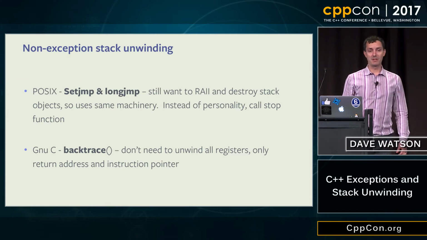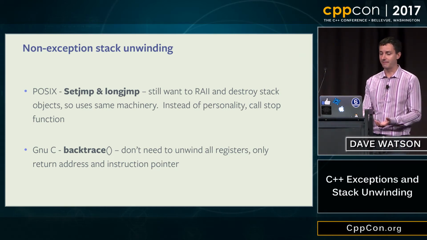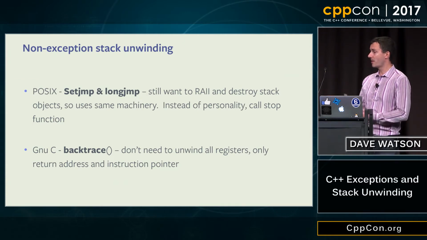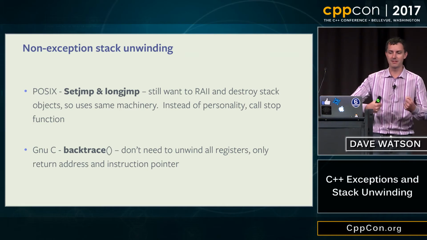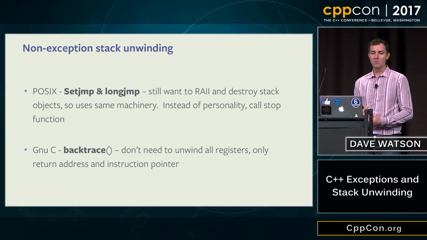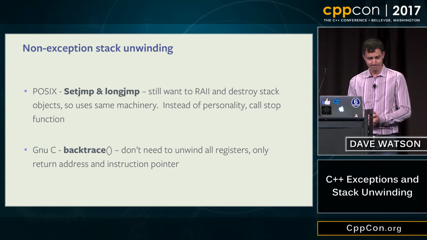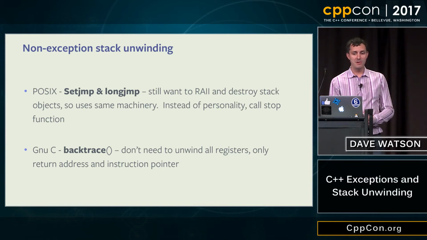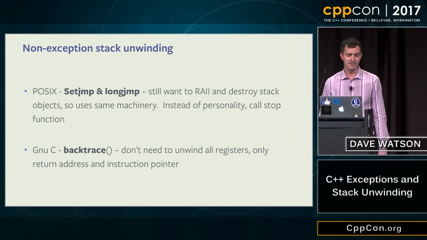It doesn't work so great in C++ because we need to run the destructors. So instead, we use the same machinery. Instead of calling a personality routine to try and decide if we have a catch statement and trying to match up exception types, we do it instead by just saying unwind to this instruction pointer in this location. So the actual Itanium ABI function is called _Unwind_ForcedUnwind, I believe. So it's just a different place to stop the unwinding process.